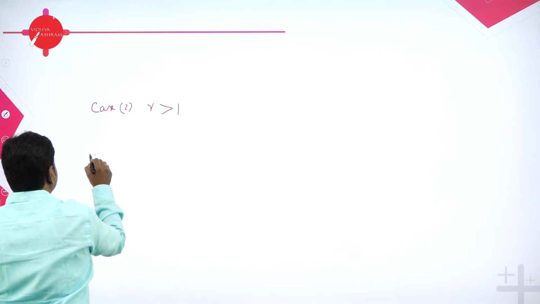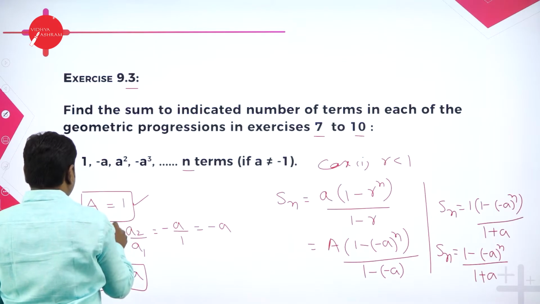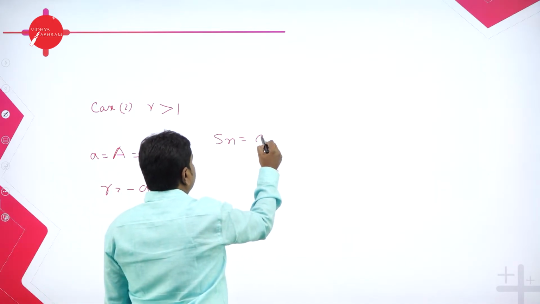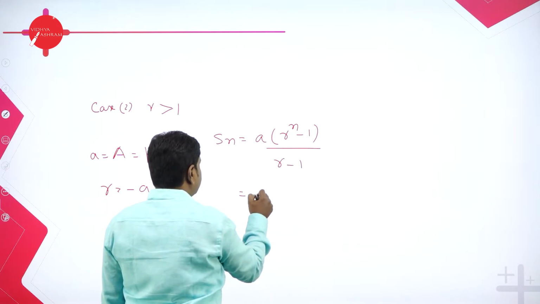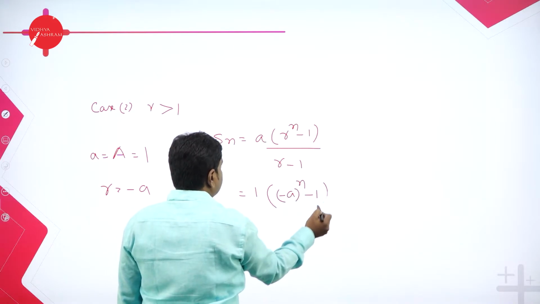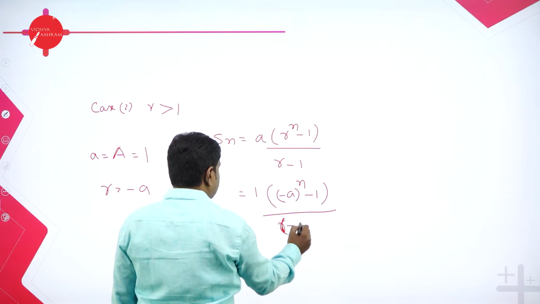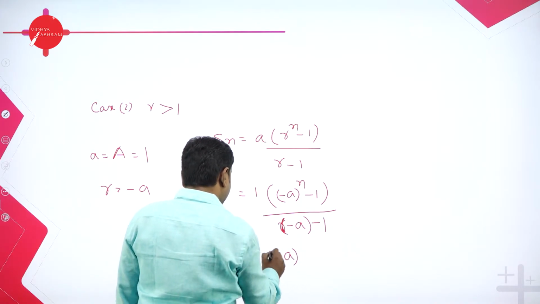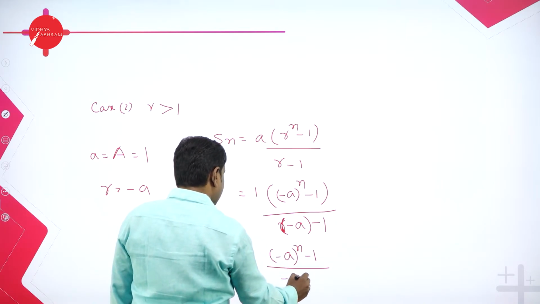So the first term small a, we assumed it as capital A, that is 1. Common ratio we got as minus a. And the Sn formula, what is the Sn formula? A into r power n minus 1 divided by r minus 1. A means the first term is 1, r is what? Minus a power n minus 1 divided by r minus 1. R is minus a, so r minus 1 is minus a minus 1. So the numerator is minus a power n minus 1. The denominator is minus a minus 1.